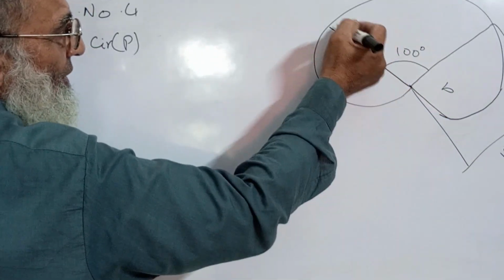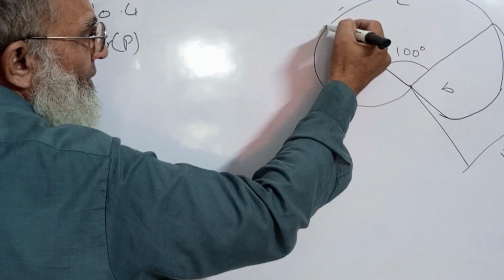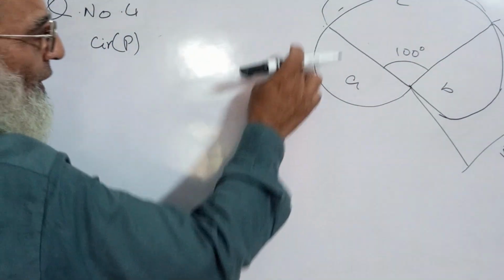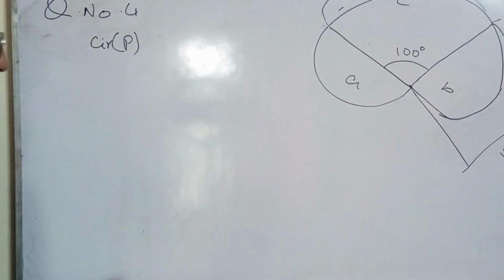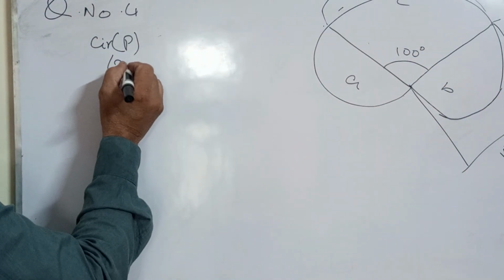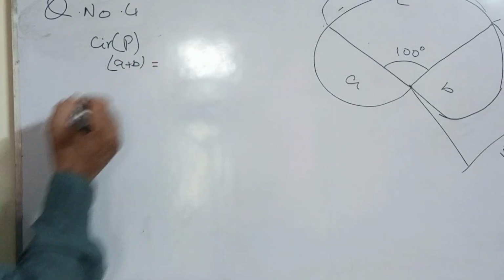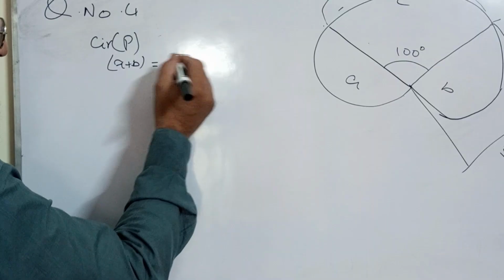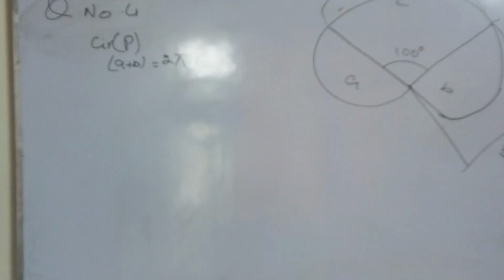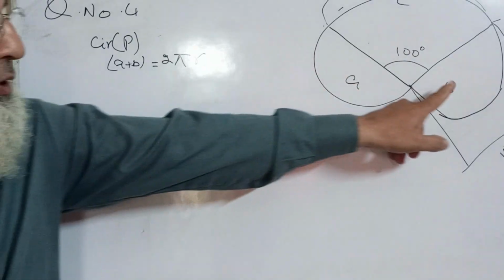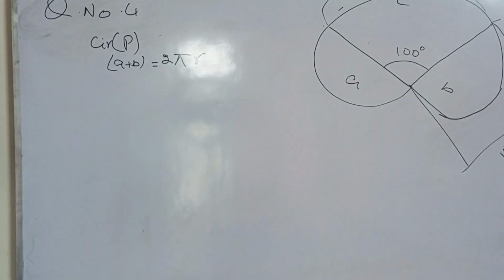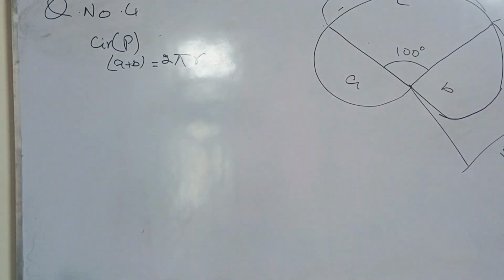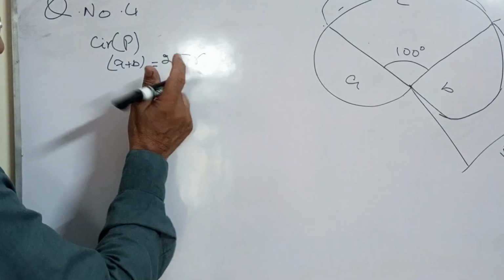Now A plus B. Now this is another, C. From here to here it is C, the arc length. I am going to find this arc length and this arc length. A plus B is equal to 2 pi r, since A and B constitute a complete circle. This is a complete circle, so we are taking the full circumference, that is 2 pi r.